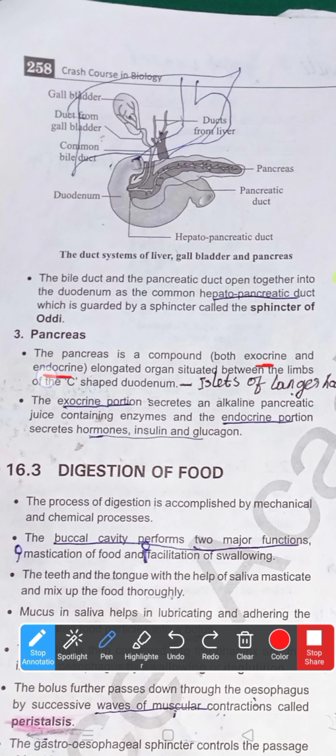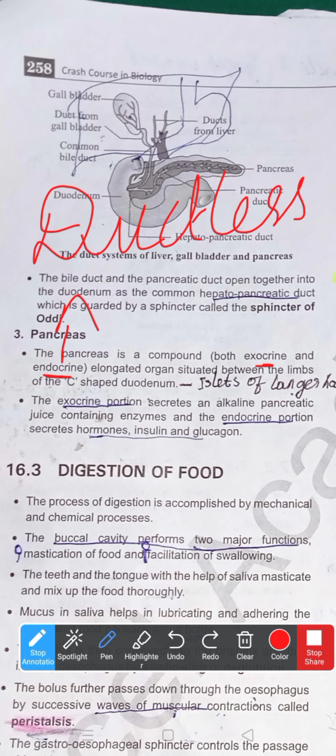Okay, the endocrine part. What is the endocrine gland? An endocrine gland is nothing but a ductless gland. So what do you mean by ductless glands? They do not possess any duct. Their secretion is directly released into the blood, and their secretions are called hormones.